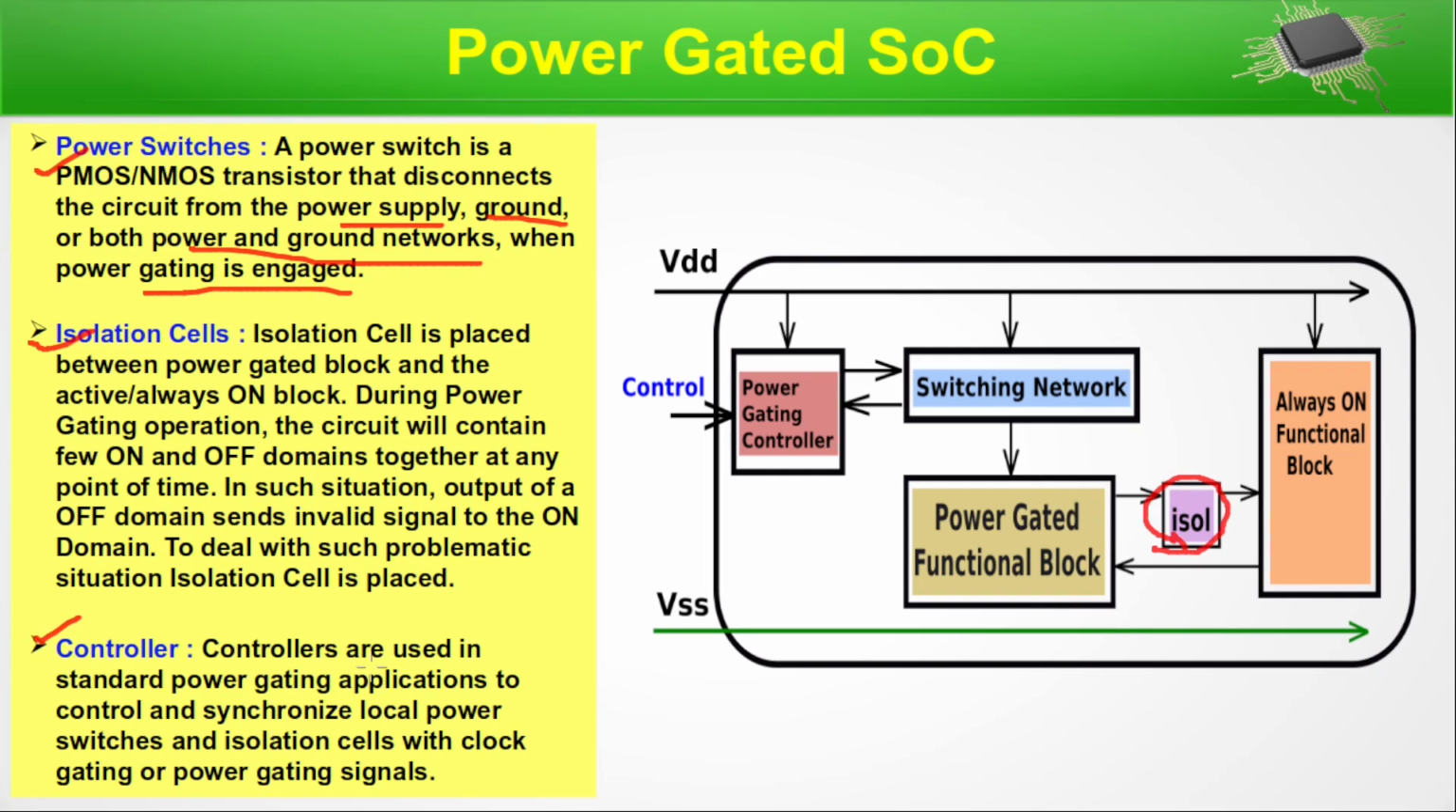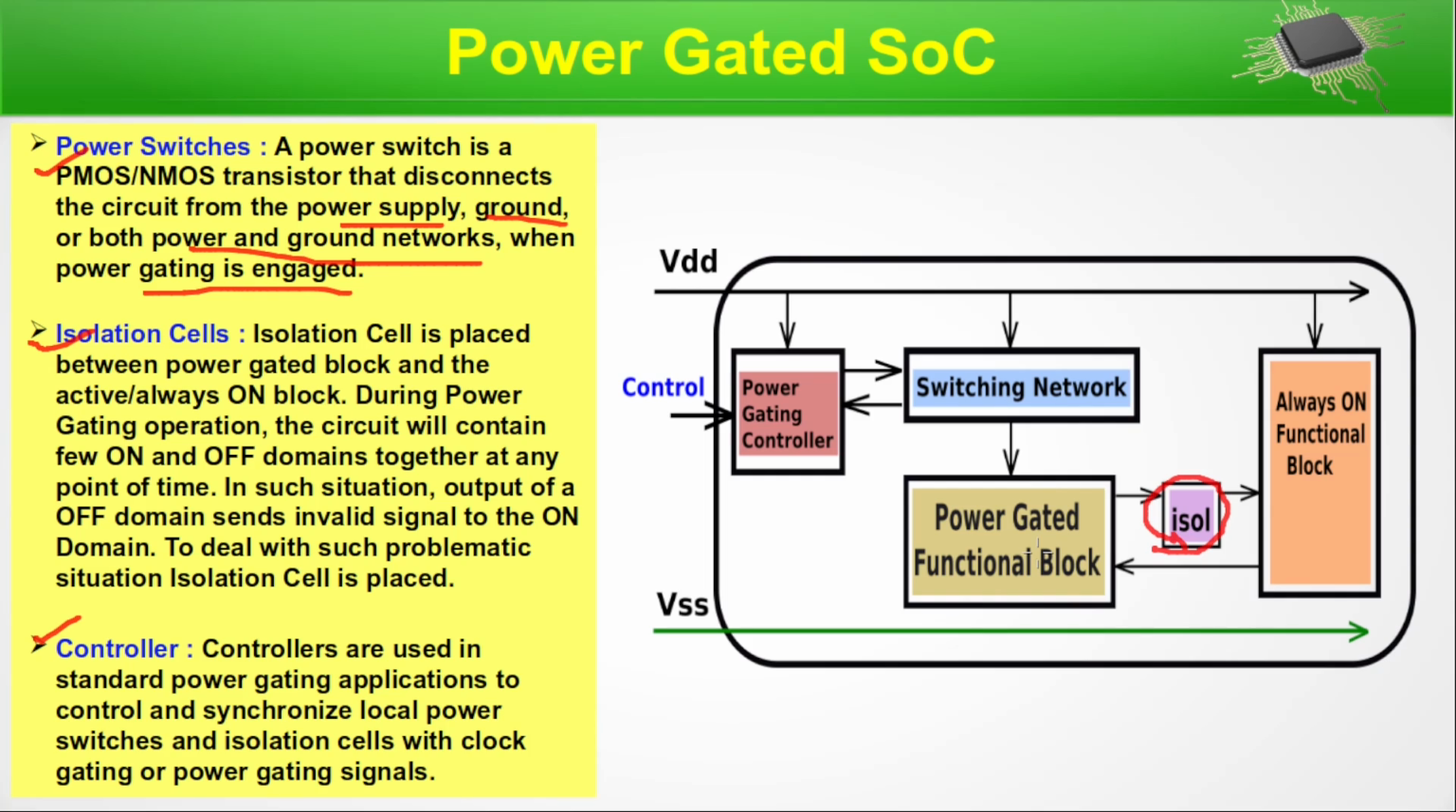So it is the controller. Controllers are used in standard power gating applications to control and synchronize local power switches and isolation cells with clock gating or power gating signals. That is the logic: when which part will remain power gated and when to bring back the block into work again. Suppose this is a power gated functional block. It doesn't need power all the time. Although it has a particular function in the whole SOC, at a typical time that block must come out of the idle or sleep mode, go into the active mode and work.